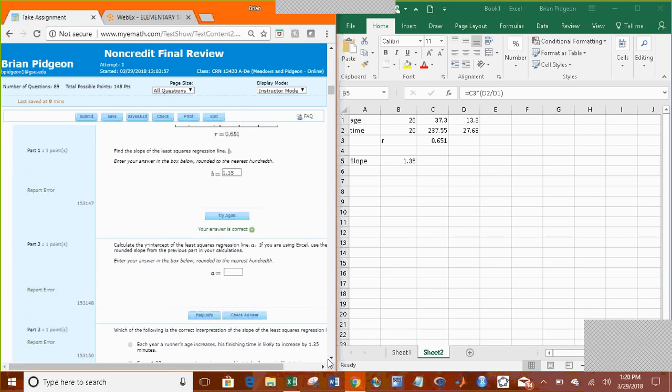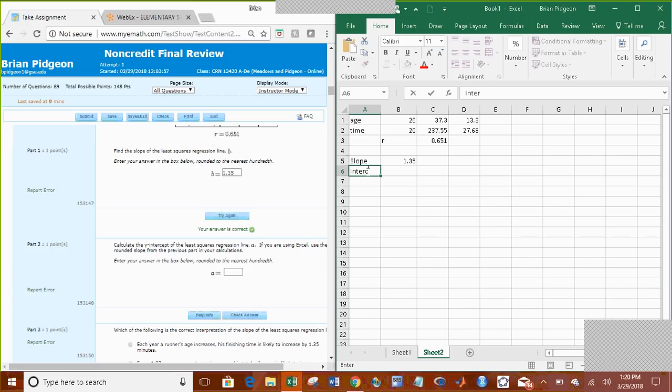Alright, so calculate the y-intercept of the least squares regression. If you're using Excel, use the rounded slope from your previous part in your calculation. So the intercept. We take the mean of our y's, we subtract our slope times the mean of x. And that's all on your formula sheet that you're given. It's derived from the fact that every regression line contains the point, the mean of x, the mean of y. And so we use that to allow us to find the intercept. So the intercept rounded to the nearest 100 is, I keep hitting the wrong one, 187.01.